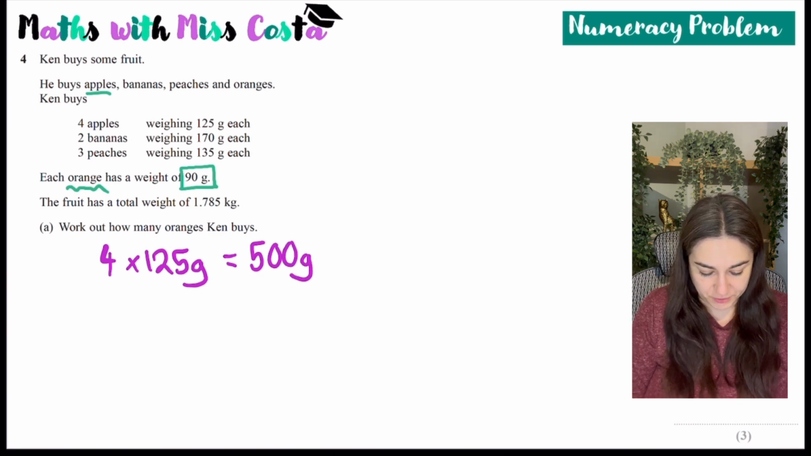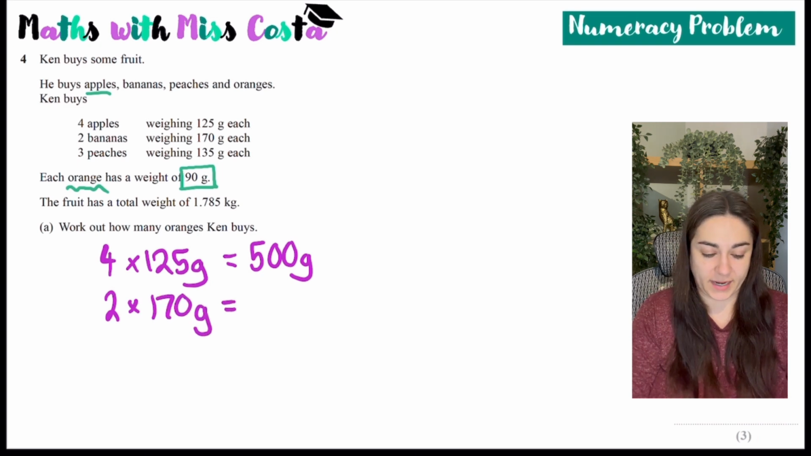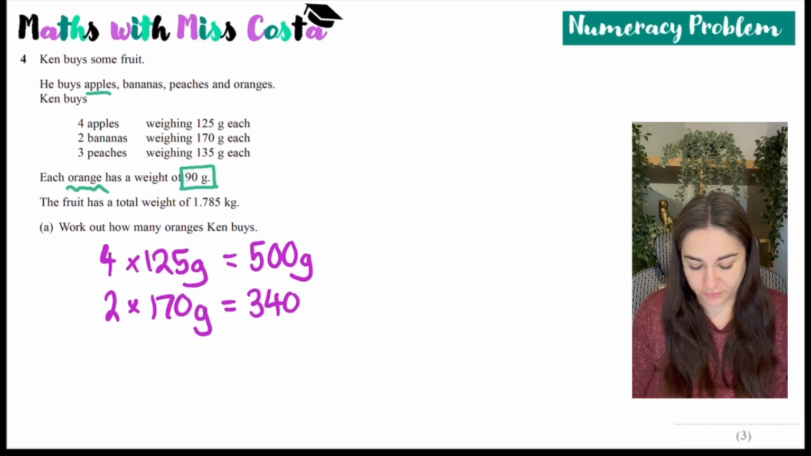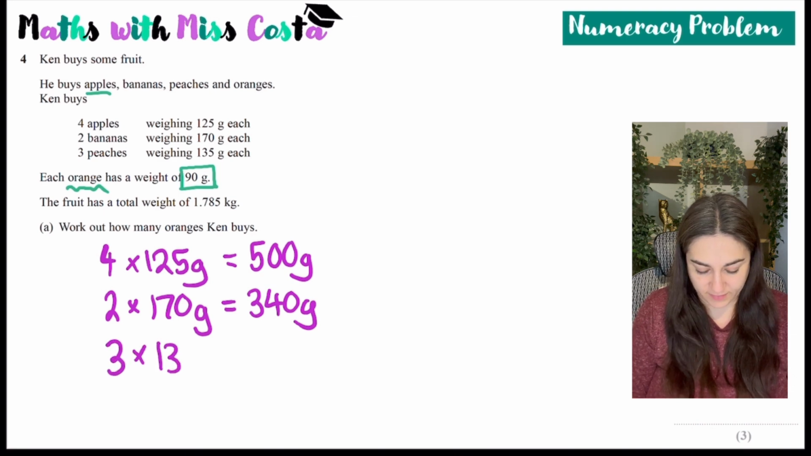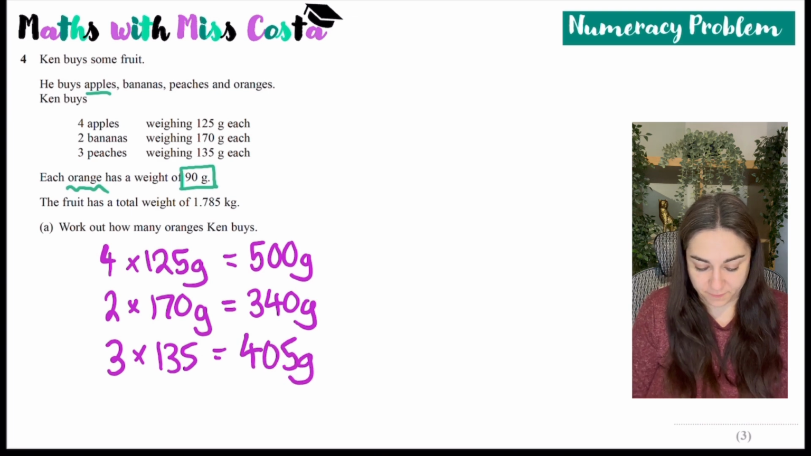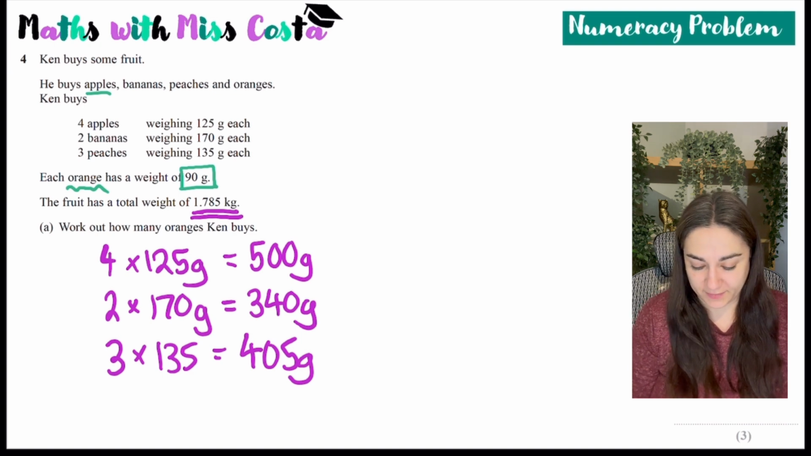Then he buys 2 bananas, which weigh 170 grams each. So the total weight of the bananas is going to be 170 times 2, which is 340 grams. Then he's got 3 peaches at 135 grams each. So I'm going to do 3 times 135, which is 405 grams. Now I know that the fruit has a total weight of 1.785 kilograms, and I could turn that into grams to make my life easier.